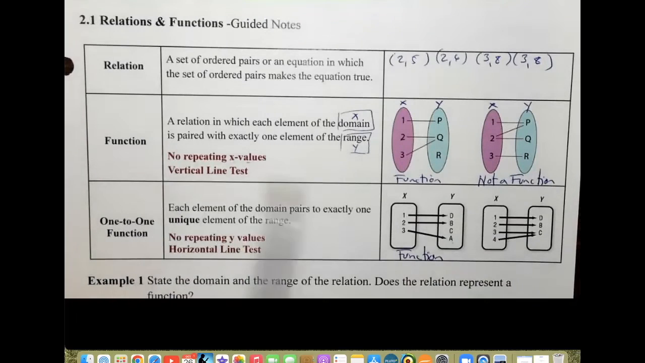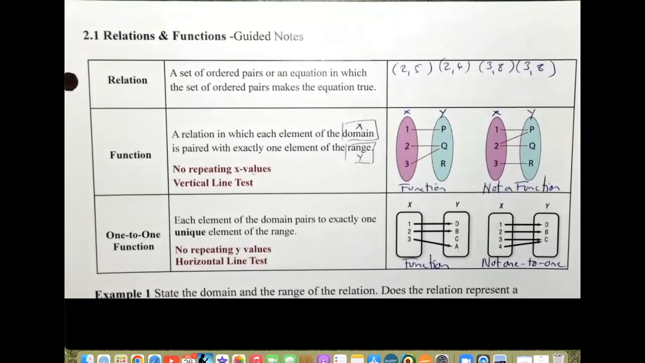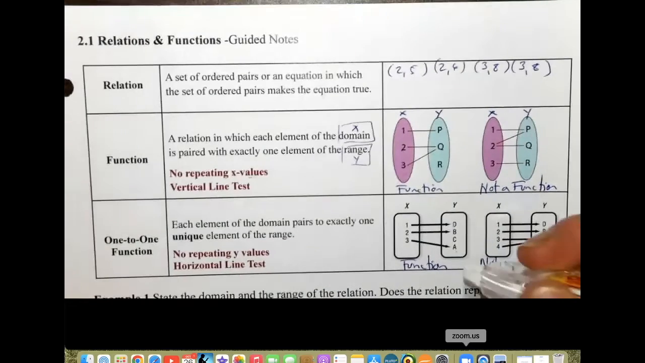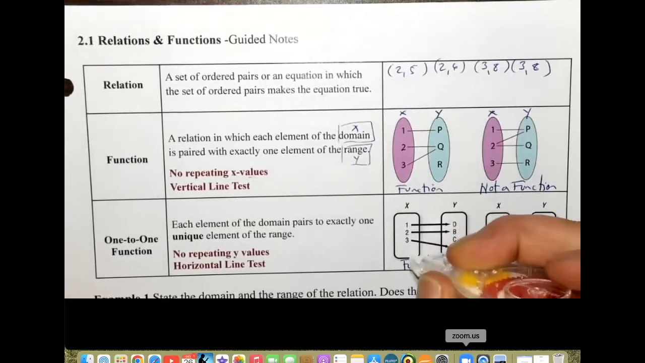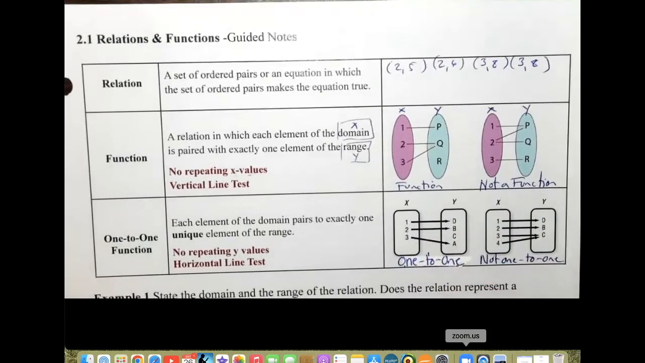So it's a function because there's no repeating x values, but is it one to one? No, because it's got repeating y values. So yes, it may be a function, but it's not one to one because I see I got two c's being used. It's about the y values when it's one to one. It's about the x values if it's a function. So this is not one to one. And I actually messed up on this. I see why you kept saying that. While it's true that this is a function, one to one is what I wanted to put here. We want to use one to one on this one. One to one. Sorry about that.